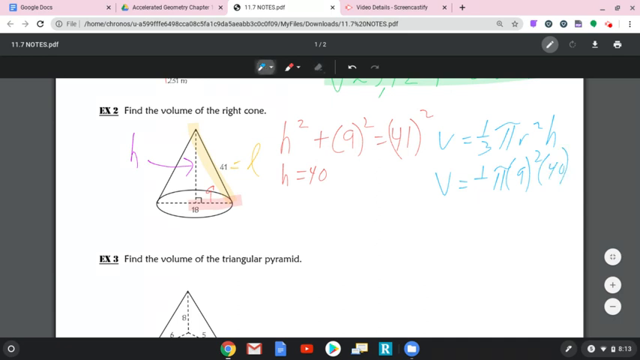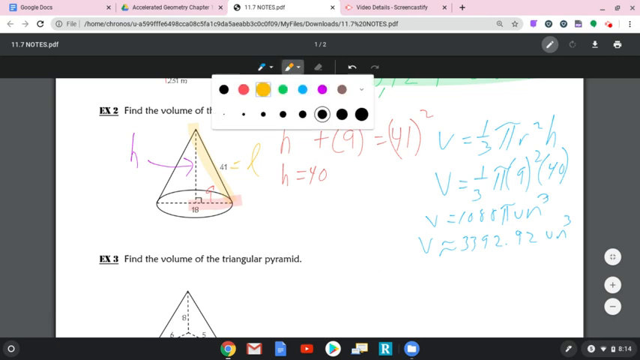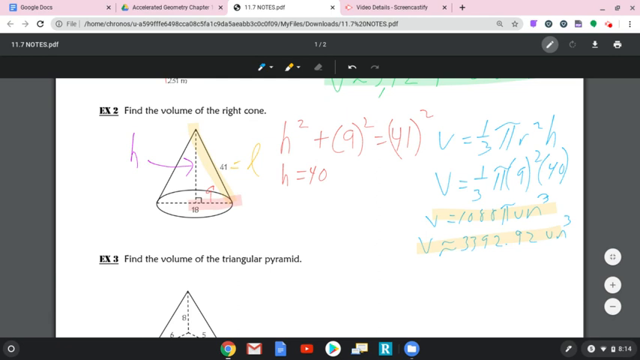So if I take a look at that, let's figure that out now, guys. If I simplify that, that will be 1,080 pi units cubed. And if I want to give an approximate answer, I would say 392.92 units cubed. So those would be my two answers, okay? If I said leave it in terms of pi, you'd give me the first answer. If I said approximate it to the 100th place, you'd give me my second answer.